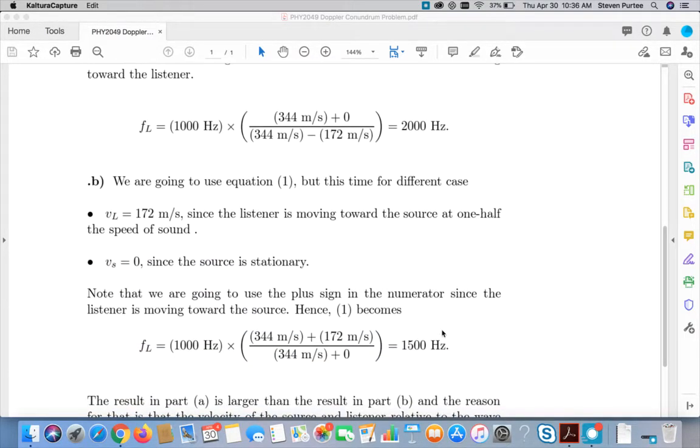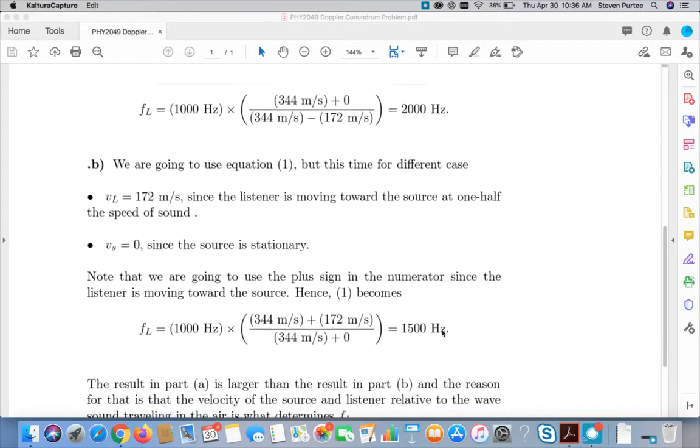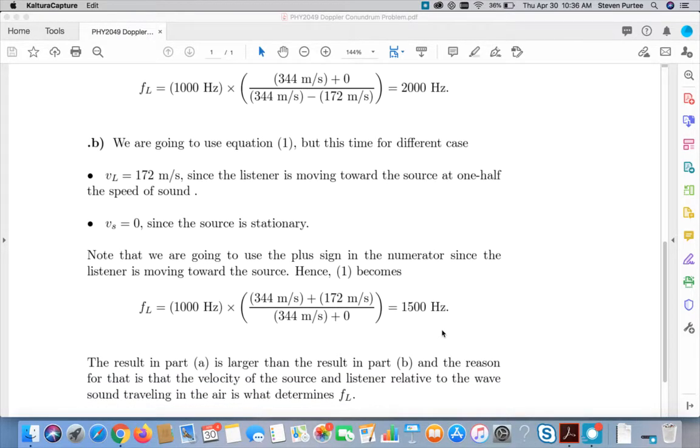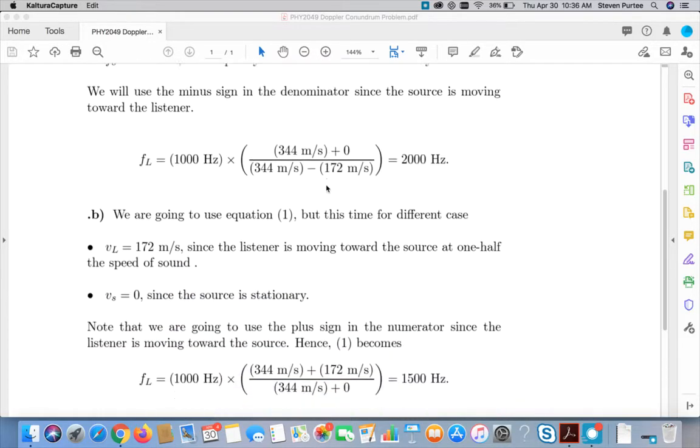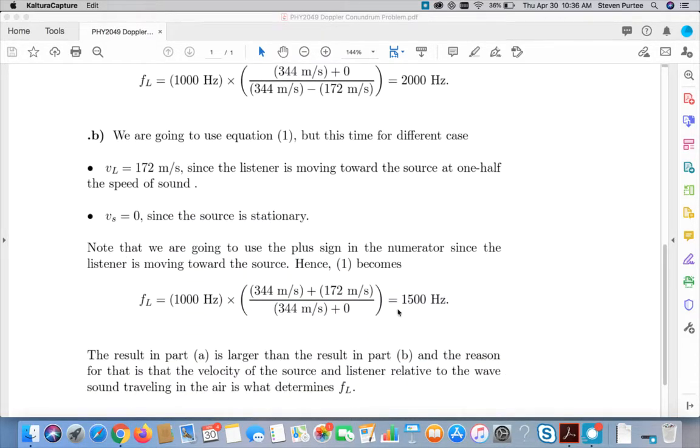Okay, then part B, it's the other way around. Now, the source is stationary, but the listener is the one moving. So again, we're using this same formula, but now the listener is moving at half the speed of sound. We're going to use the top because they're moving toward each other. Use the top, plus, and we get 1500 hertz.